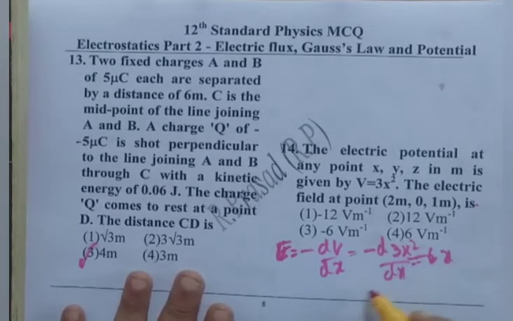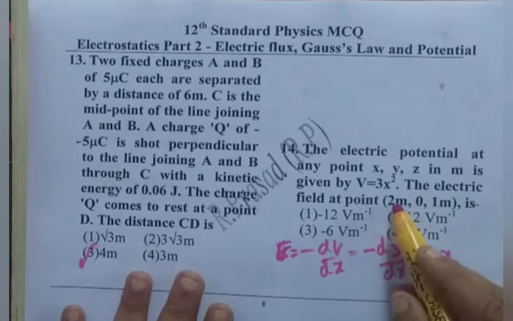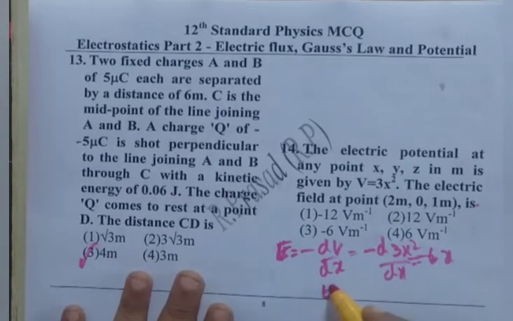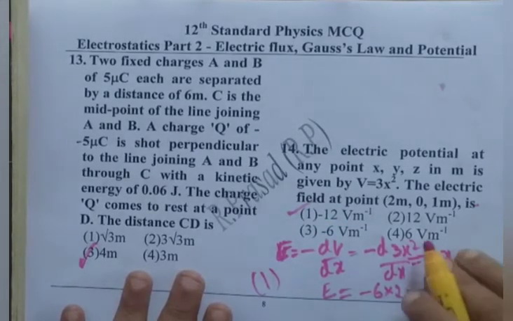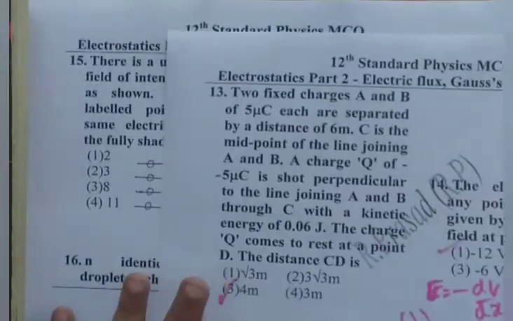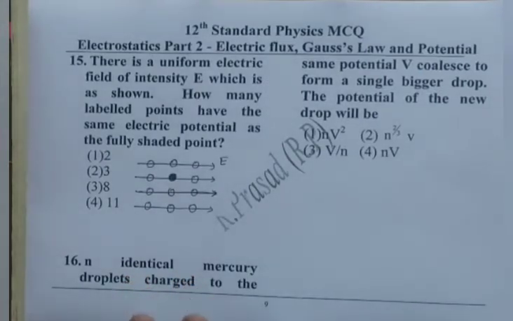Minus 6x, where x is 2 meter as it is asked. Therefore, E equals minus 6 into 2, minus 12 volt per meter. Option 1 is right. Say, we go for the 15th question now.